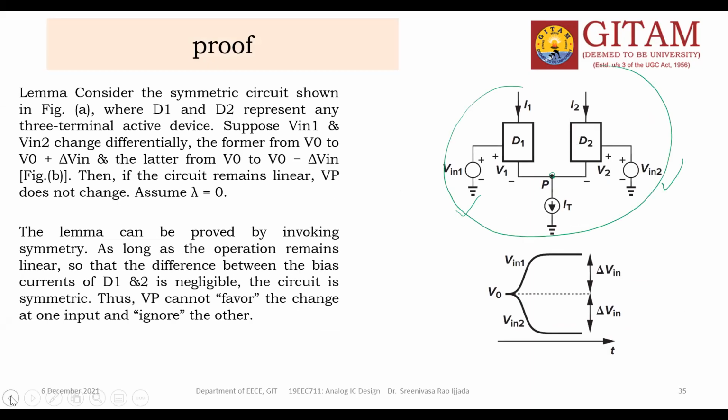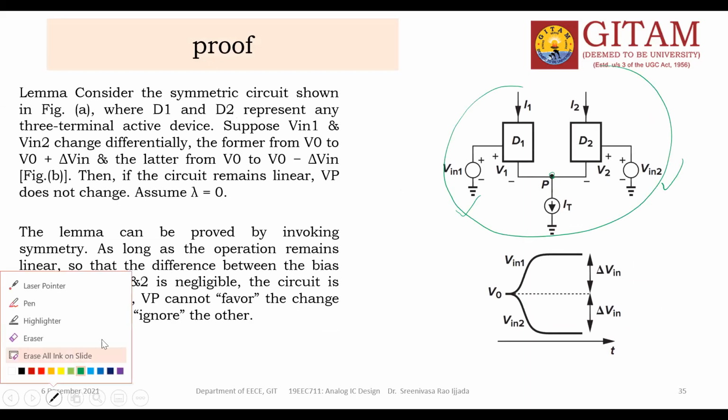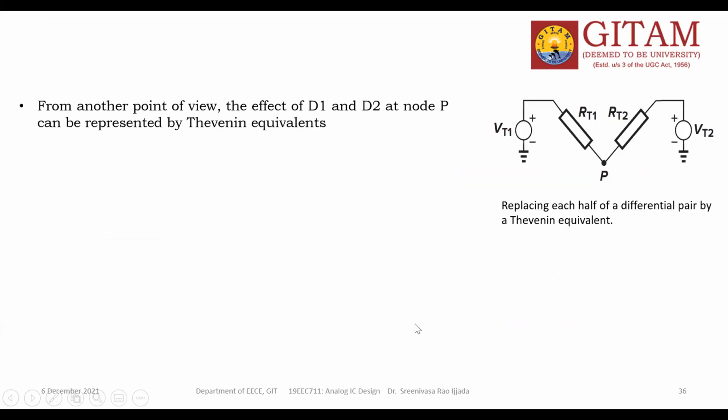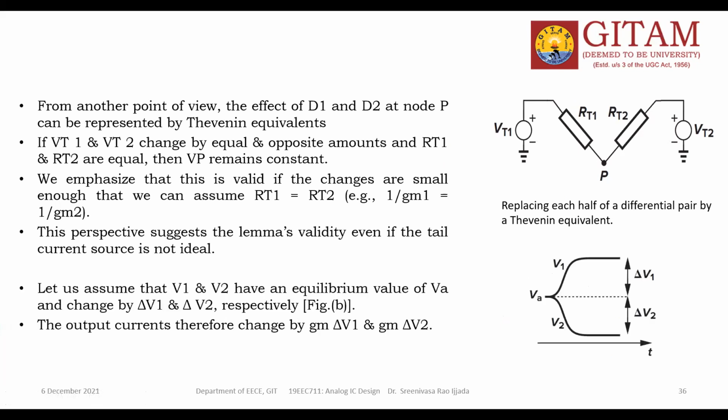I can show you the circuit once again. Got the point or not? Earlier this is V0, the initial voltage, and this is VIN1, this is VIN2. The change in VIN1 is delta VIN, and this is also delta VIN. Both are the same. But now VA is my reference voltage, and this is V1, this is V2. This is delta V1, this is delta V2. So let us assume V1 and V2 have equivalent values of VA and change by delta V1 and delta V2, as shown in this picture.